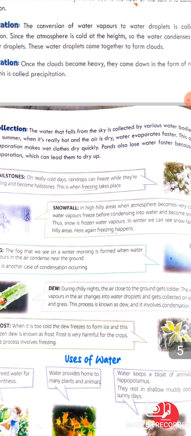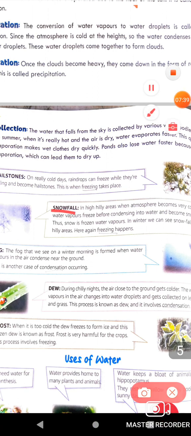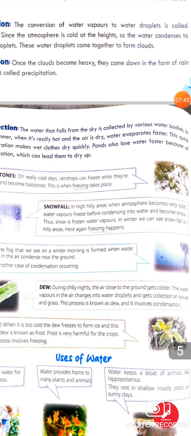Now the next is snowfall. What? Snowfall. In high hilly areas, when the atmosphere becomes very cold, water vapors freeze before condensing into water and become snow. Thus snow is frozen water vapor. In winter we can see snowfall in hilly areas. Here again freezing happens.